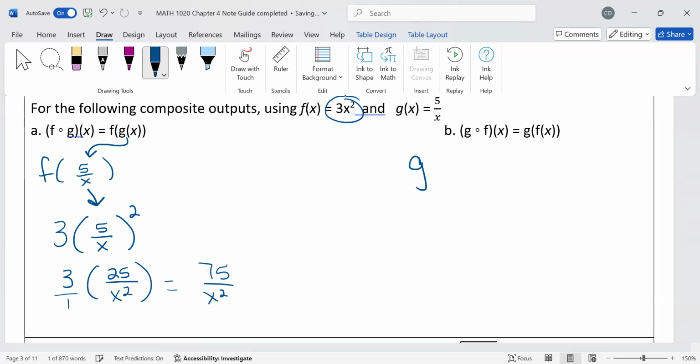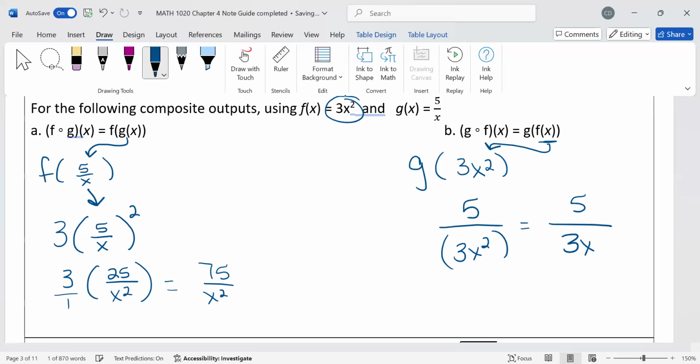Opposite direction, g of f of x. F of x is 3x squared. Then we write out g with a big set of parentheses where x is. And we plug in the 3x squared. Now this one, there's nothing we can do other than just drop the parentheses. And we're done.